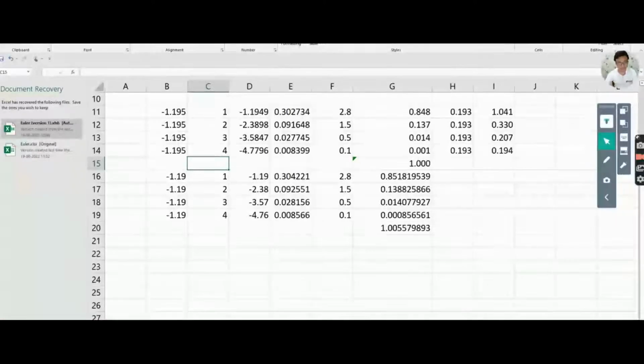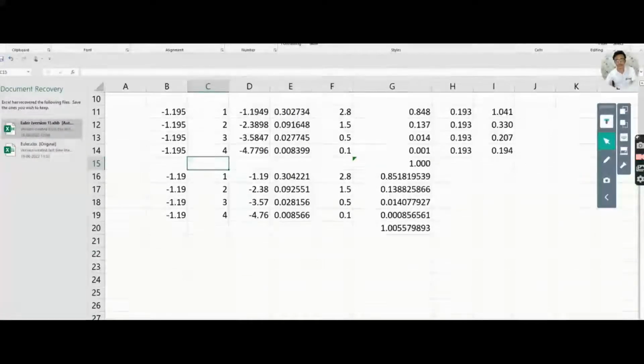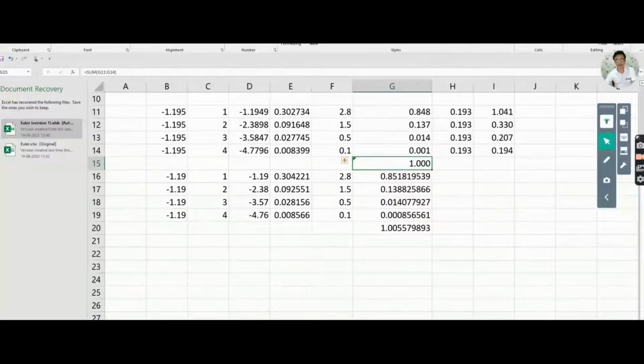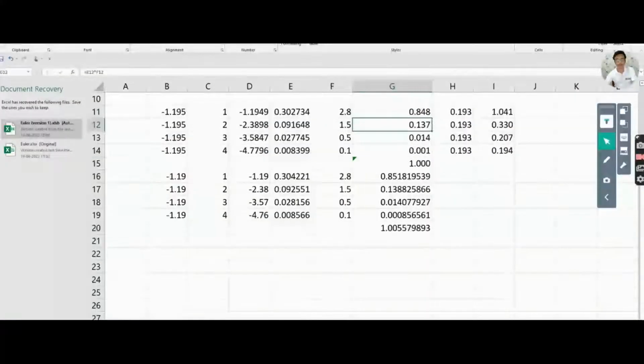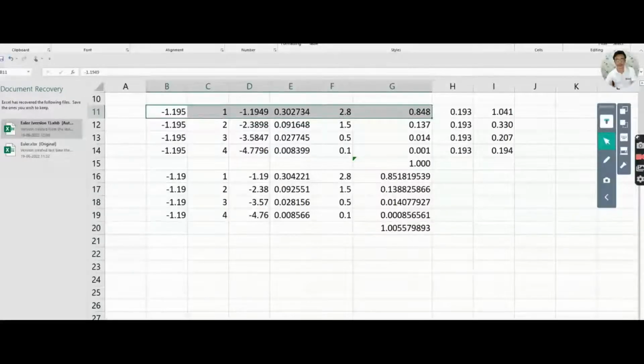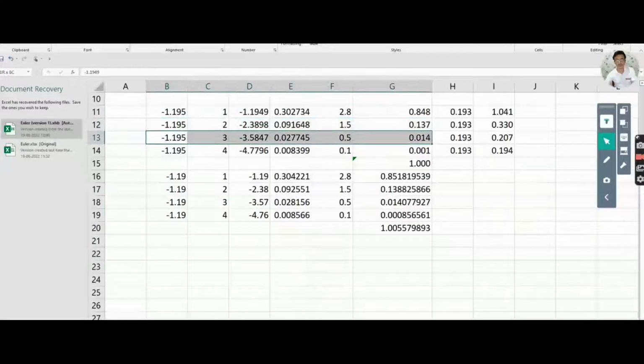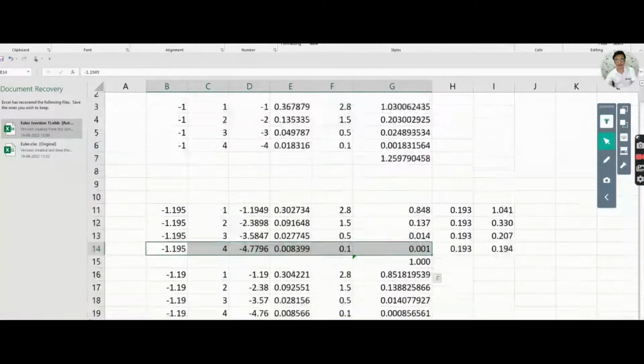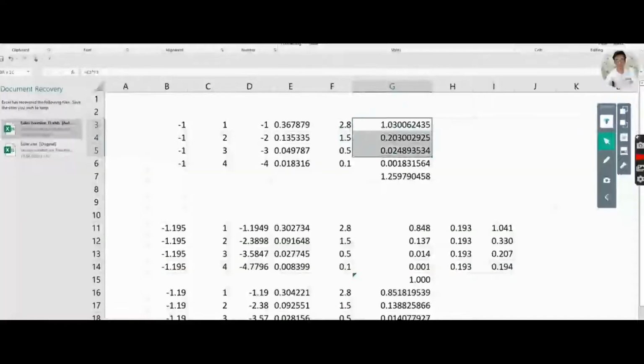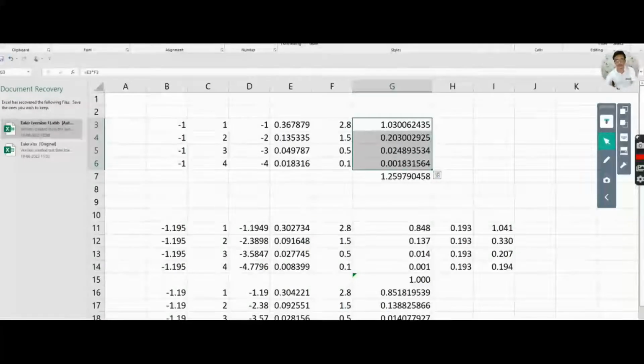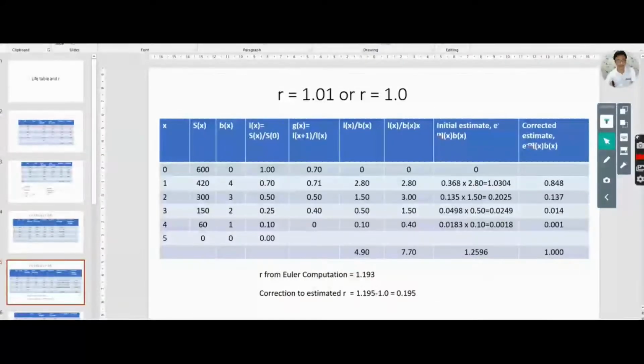This is how I did it with the trial and error method. Finally I got 1.000. For it to be 1.000, the first number should be 848, the second one 137, the third one 014, and the fourth one 001. So all this will change. Yeah, here we can go with the same logic.